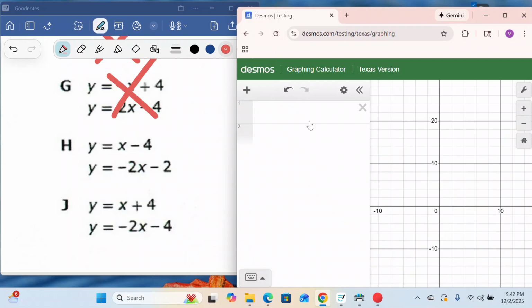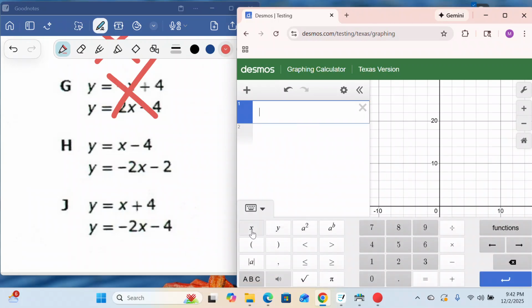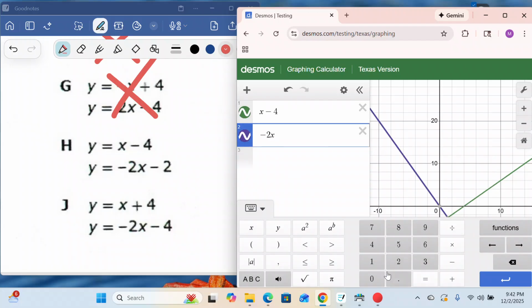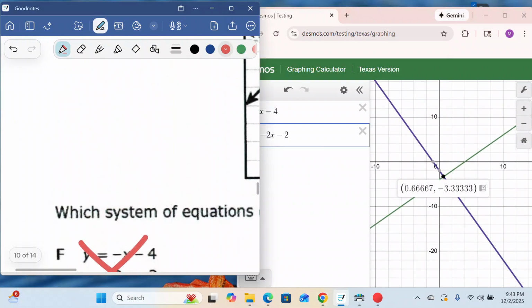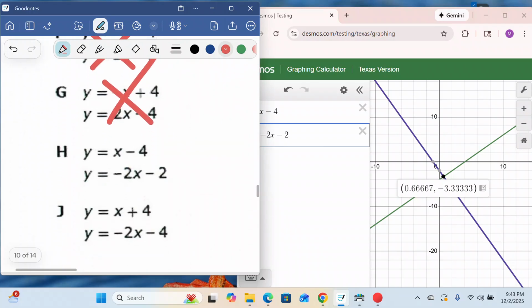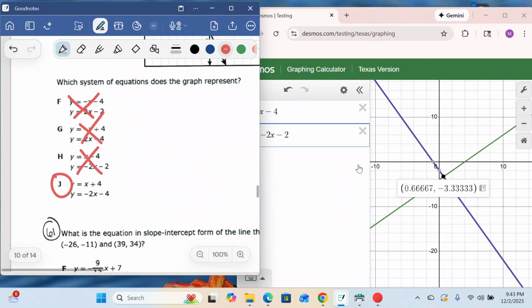So we're going to go ahead and do it. Let's do this one. x minus 4 and negative 2x minus 2. Negative 2x minus 2, x minus 4, and automatically this one is not in the same quadrant as this one. So I already know that most likely it's going to be letter J. But I also want to test it to make sure it's correct.